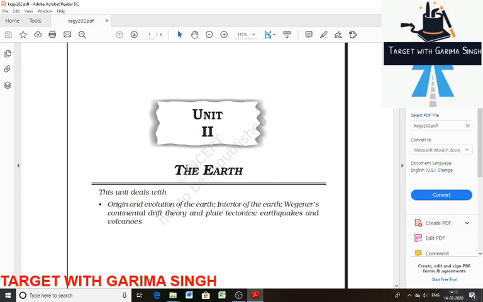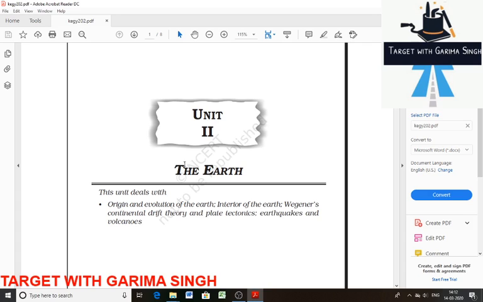Today we will discuss the second unit of class 11 geography, that is, the Earth. In this chapter we will study various terms like the Big Splat. The origin of the Moon as a satellite of the Earth is the result of a big collision, which is called the Big Splat.